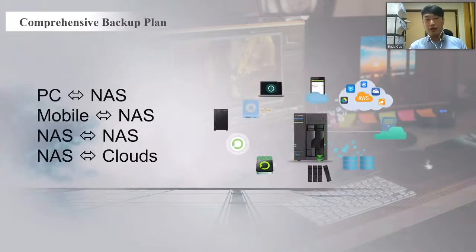Okay, the next one is the comprehensive backup plan. Just like I mentioned before, data comes in larger sizes nowadays. So you can do backups from a PC to NAS, from a mobile phone to NAS, from one NAS to another NAS, and you can create a hybrid cloud from your NAS to the public cloud. So you have your data on both your private cloud and the public cloud at the same time. I will go over this in much more detail at the end of my slides.